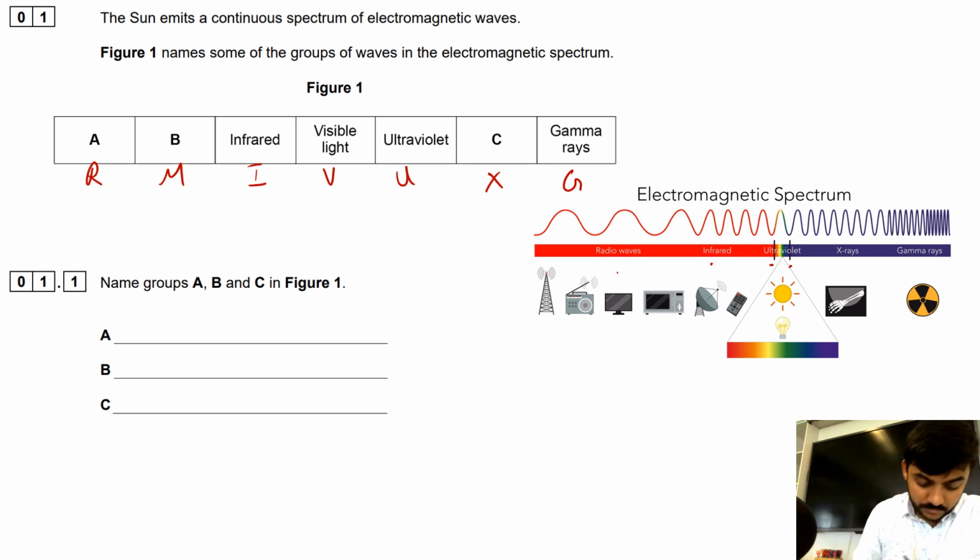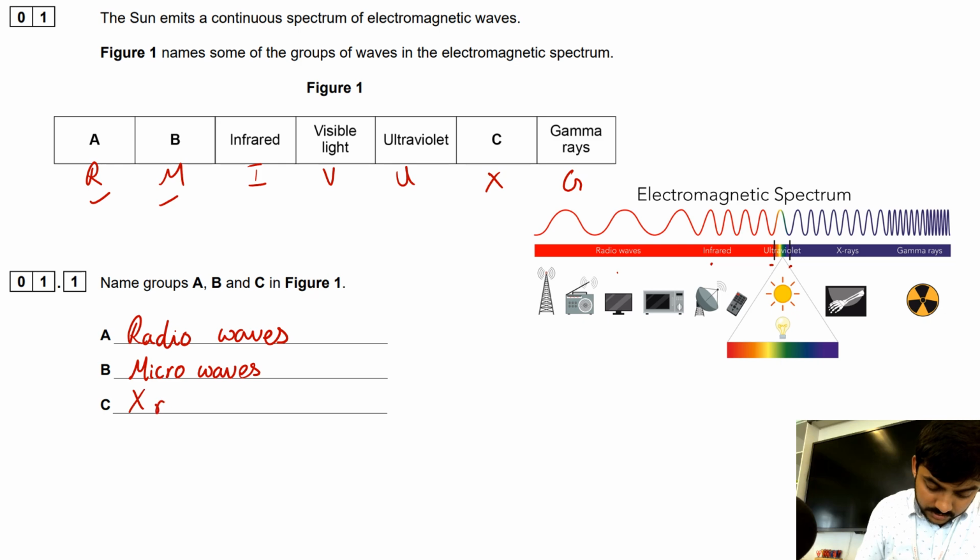Okay, so what are we missing? A is for radio waves. B is for microwaves. And C is for X-rays. There we go, we've done those three.